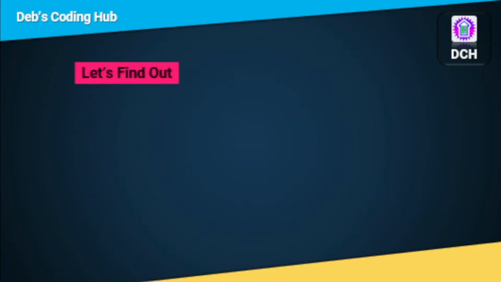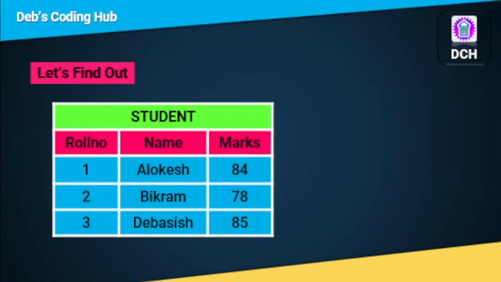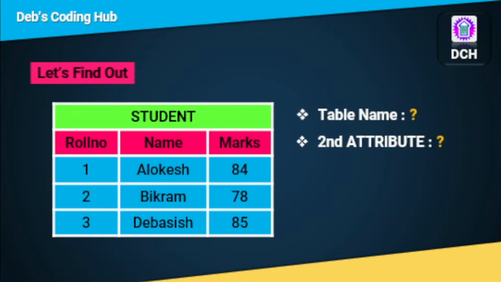Now let us find out whether we can identify the cardinality and degree or not. So this is the table. If I ask a question, what is the table name? The table name should be student. What is the second attribute? Roll number is the first. The second attribute is name. And then what is the cardinality of this table? This table has 1, 2, 3 rows. So the cardinality of the table is 3.